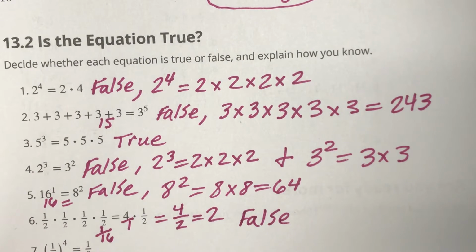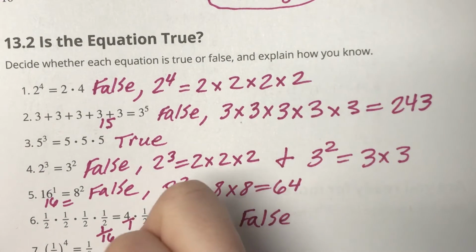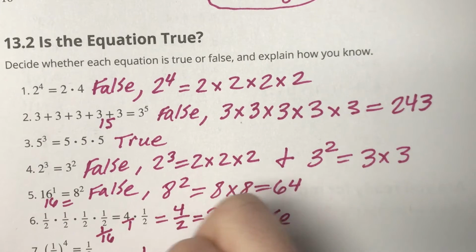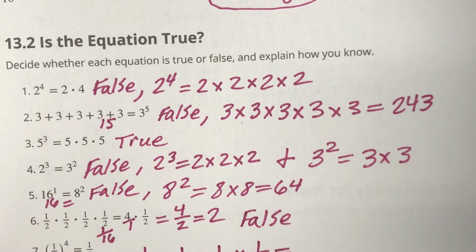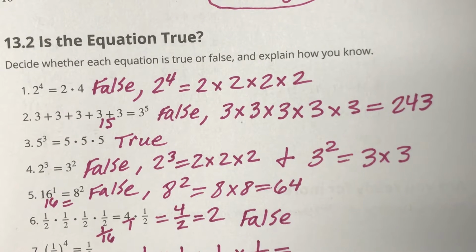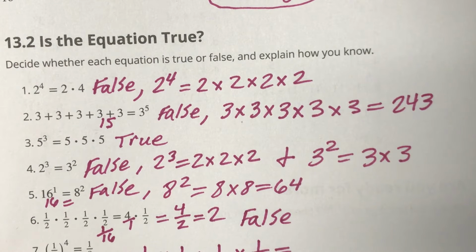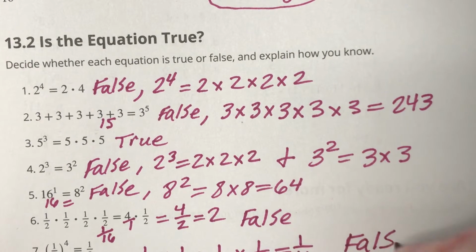1/2 to the 4th power, so remember what that means is 1/2 times 1/2 times 1/2 times 1/2. Well, 1/2 times 1/2 is going to be 1/4. 1/4 times 1/2 would be 1/8. So if it was to the 3rd power, it would be okay. But this is going to be 1 over 16, so this was also false.